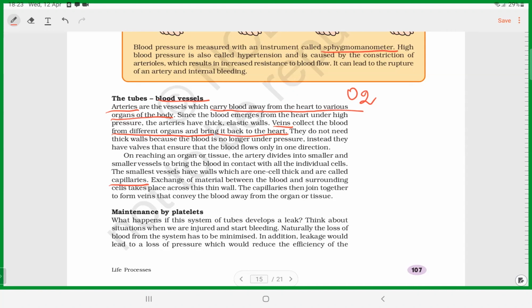And it gets narrowed. Artery, aorta, arteriole, and then capillaries. The final smallest thing is actually called what? Capillaries. Like that, veins, veinlets, and then vein, and then it drains into the vena cava. Is it clear? So artery and veins, that comparison you should know. Fine.